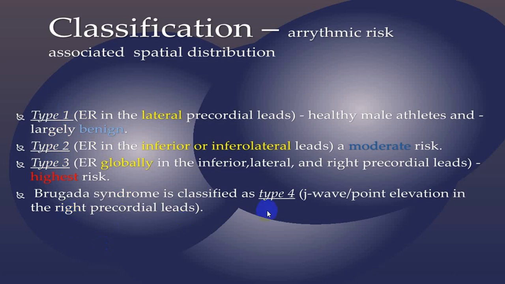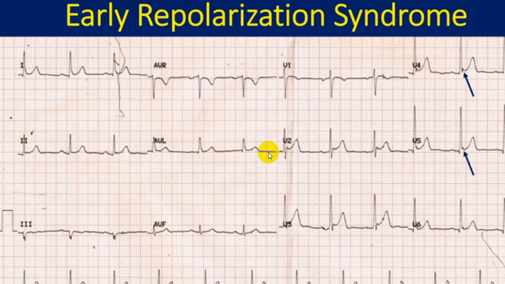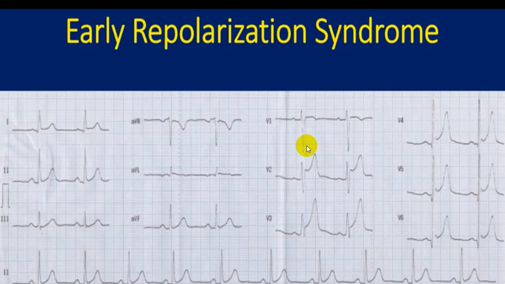Brugada is considered as type 4 variety, where you get a J point elevation in the right precordial leads, that is V1, V2, V3, and you will have a downsloping, that is curved up, and you have got 3 groups in that Brugada: type 1, type 2 and type 3. In type 2 and type 3 you will have a saddle pattern appearance of ST segment, while in type 1 it will be a downsloping. This we have already shown you.